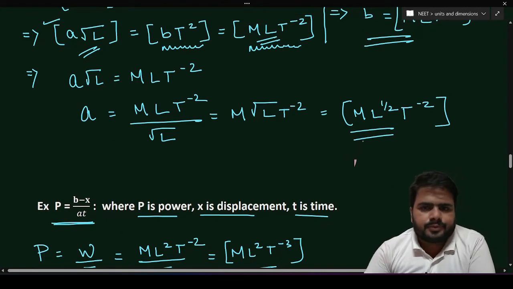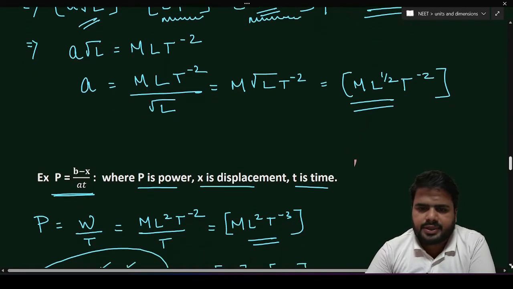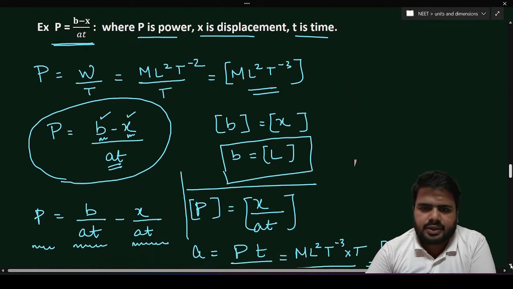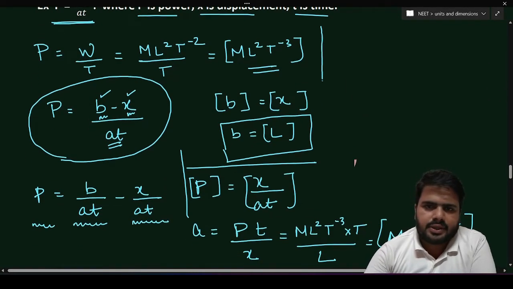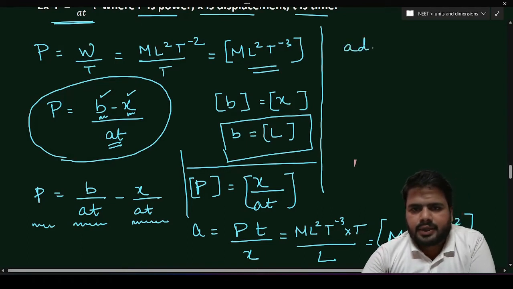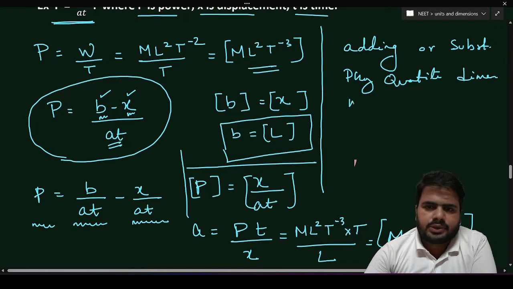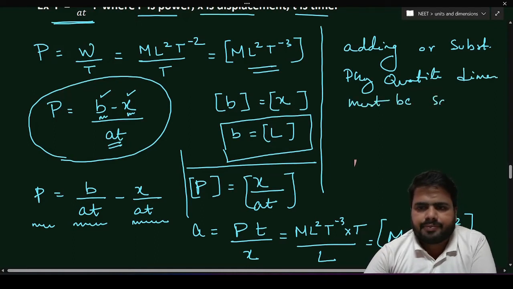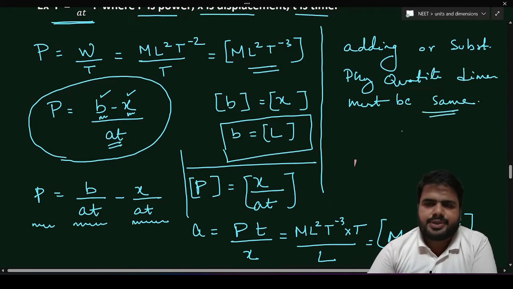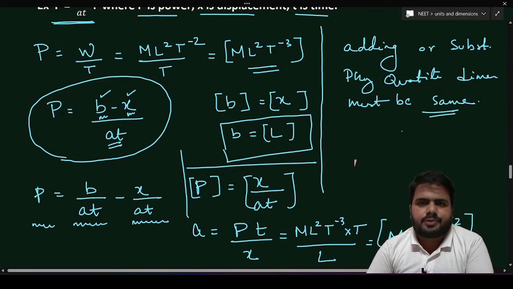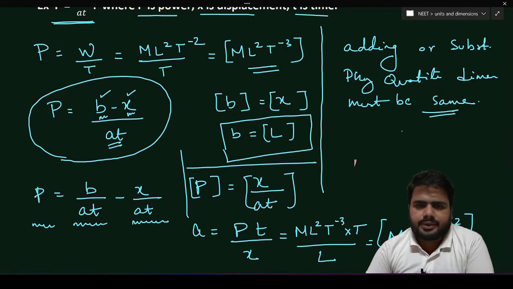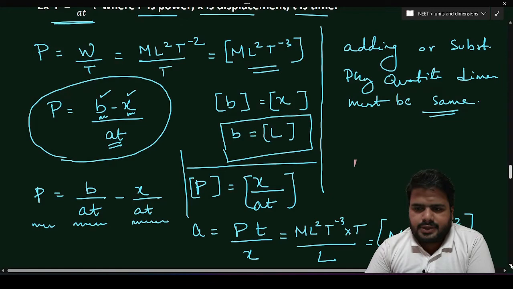Clear, all of you? So what we have to remember is, while adding or subtracting two physical quantities, their dimension must be same. Okay, their dimension must be same. This is what we call the principle of homogeneity. Clear? Okay. So this is the first application.